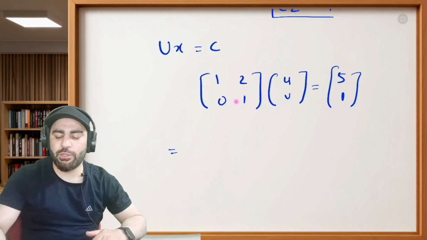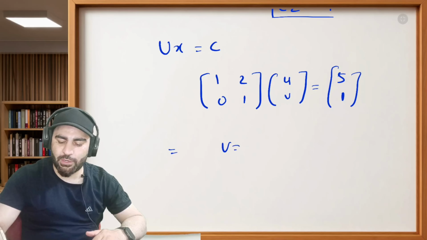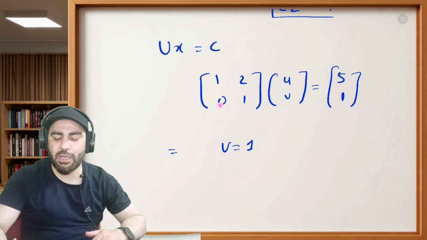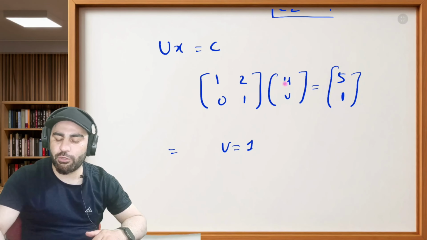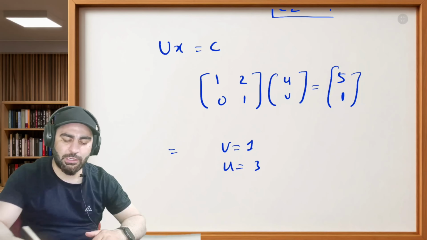Now you can see that we have already knocked out one variable. You can directly get the value of v over here. So the value of v is equal to 1, directly, because you have a knocked out variable. Once you solve this equation, you will get the value for u as well. So the u value will be 3. So you solve the equation.